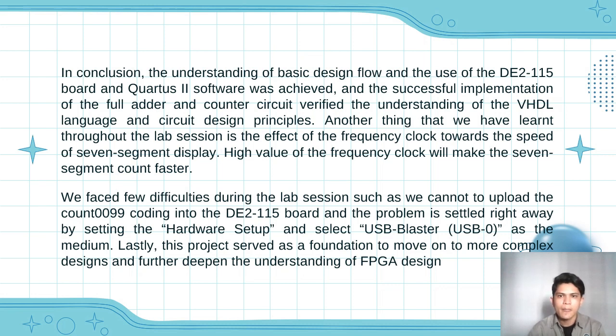circuit design principles. Another thing that we have learned throughout the lab sessions is the effect of the frequency clock towards the speed of the 7-segment display. A high value of the frequency clock will make the 7-segment count faster. During the lab session, we faced a few difficulties, such as we could not upload the COUNT 0099 coding into the DE2-115 board, and the problem was settled right away by setting the hardware setup and selecting the USB Blaster as the medium. Lastly, this project served as a foundation to move on to more complex designs and further deepen the understanding of FPGA design.